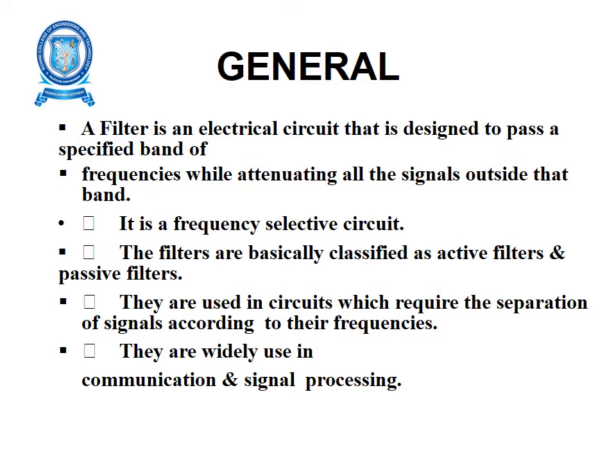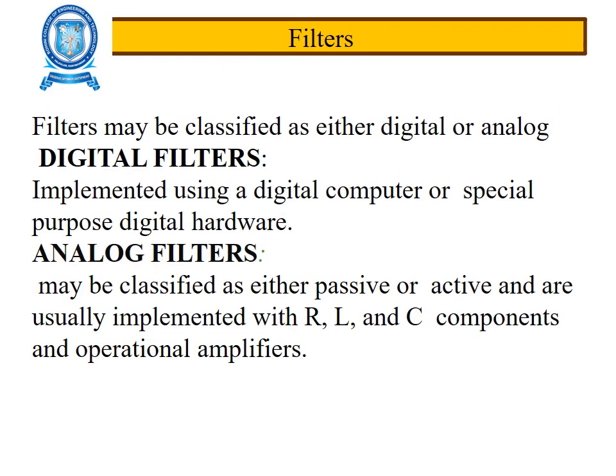The filters are basically classified as active filters as well as passive filters. Active or passive filters can be a combination of resistor and capacitance or resistor and inductance, and so on. They are used in circuits which require the separation of signals according to frequencies. They are most widely used in communication as well as in signal processing.